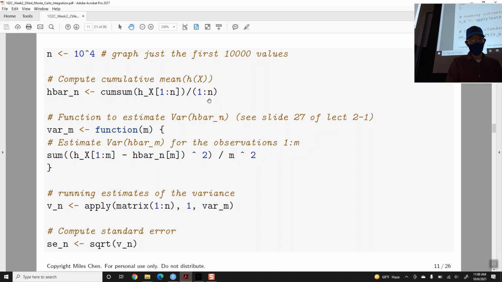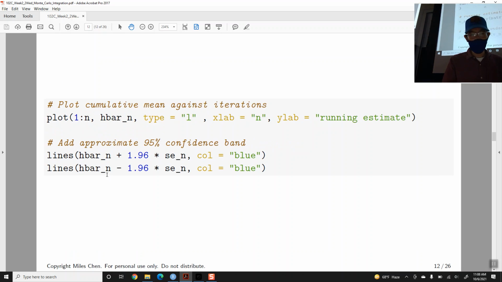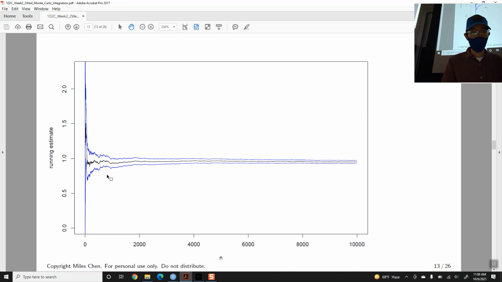And then this formula comes from the variance of that estimator. And then we're just going to apply it, going up or down 2 standard errors. And this is it, okay? And so again, we can see it settle. It bounces around a little bit, but it wiggles around a lot in the beginning, and then after a while, it settles.